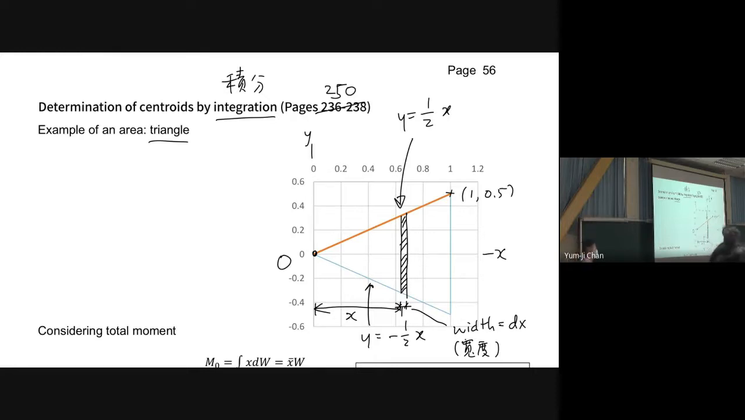Think about it. How should we go on from here? If you are familiar with integration, think about how we should go on from here. We consider one small area here, and then we consider the total moment about point O.